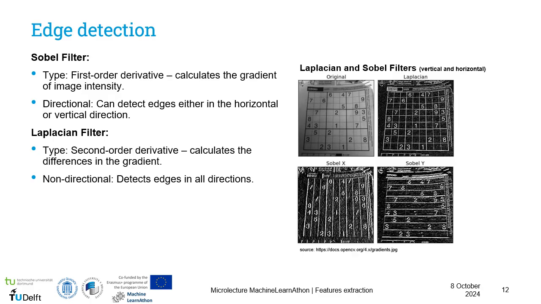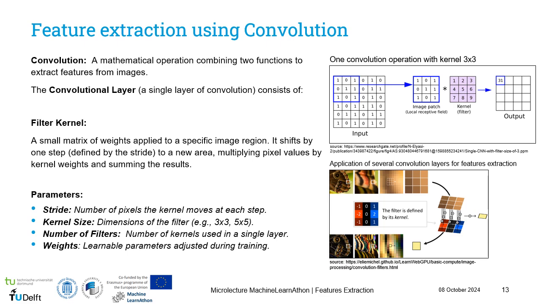In bottom left, we have an original picture of Sudoku game. And if we look in the bottom, we have firstly vertical and then horizontal Sobel filters that detect specific edges. And then in the end, we have on the top right Laplacian filter that is able to detect edges in all directions. Now we can move to deep learning, where we have famous concept of convolutional neural networks.